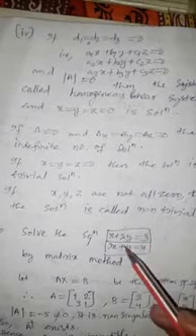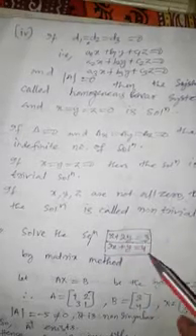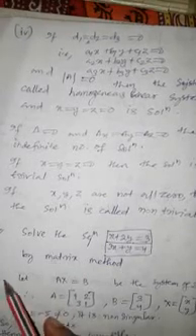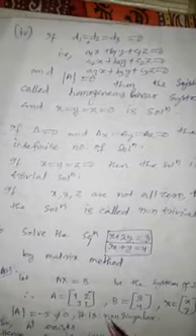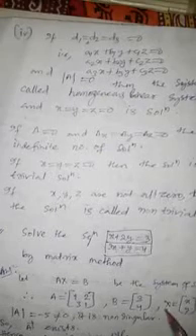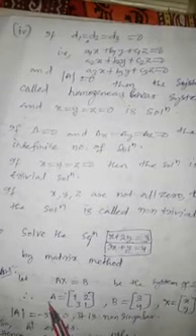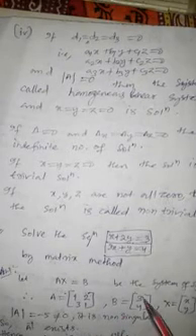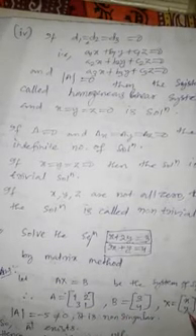Now take one example, solving by the matrix method. Here the given system of linear equations is x plus 2y is equal to 3 and 3x plus y is equal to 4. Let AX is equal to B be the system of linear equations. Now A is equal to [1, 2; 3, 1], B is equal to [3; 4], and X is equal to [x; y].